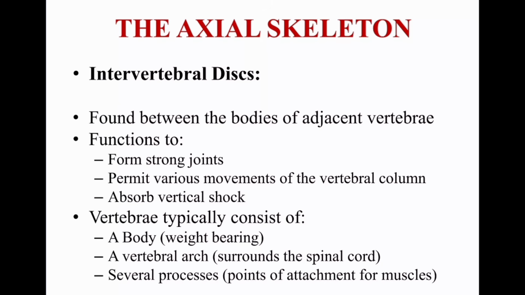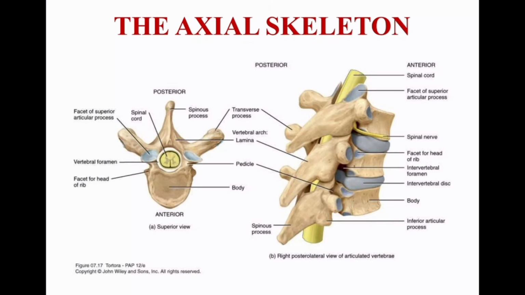Vertebrae typically consist of a body, the weight-bearing part, a vertebral arch that surrounds the spinal cord, and several processes that are points of attachment for muscles. This is the diagram of the intervertebral disc. You can see in the diagram how the disc is.